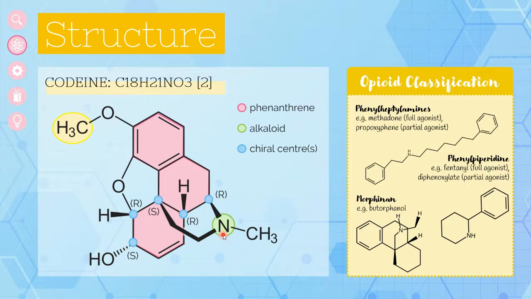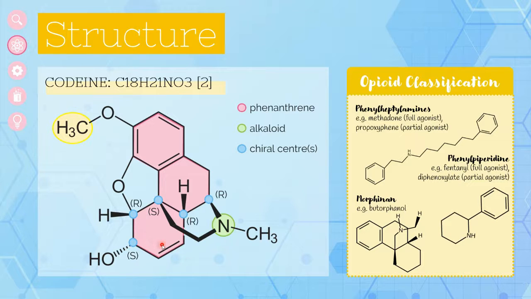Finally, the most important thing you'll notice about the structure are the chiral centers that I've labeled here with blue dots. In basic terms, you can think of a chiral center as a carbon atom attached to four different groups. Now, why is this important? Well, when we synthesize molecules, it is possible to get different enantiomers. So essentially, the molecule will have the same components, but the way they're oriented will be different.